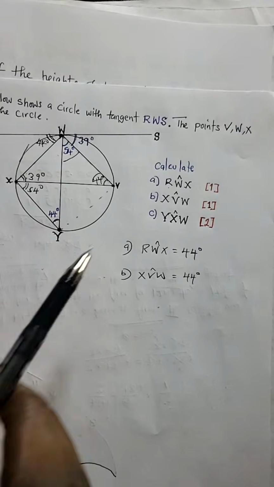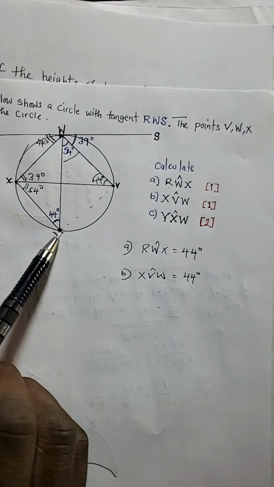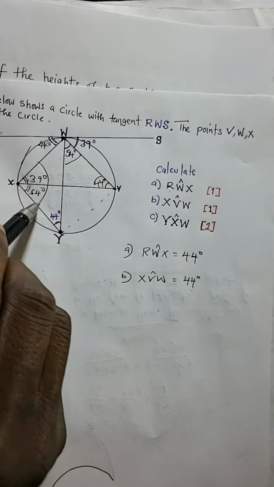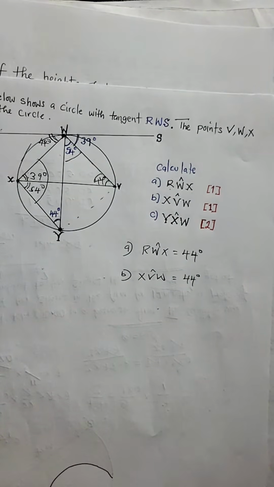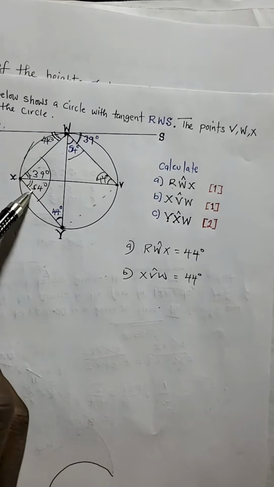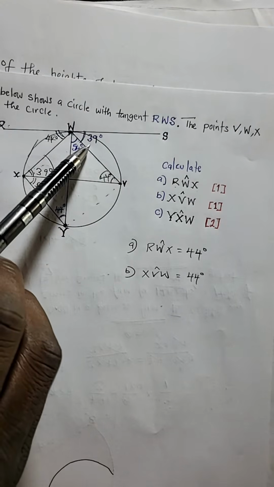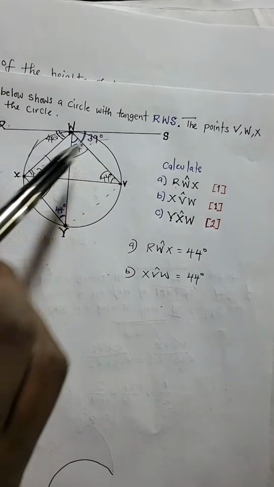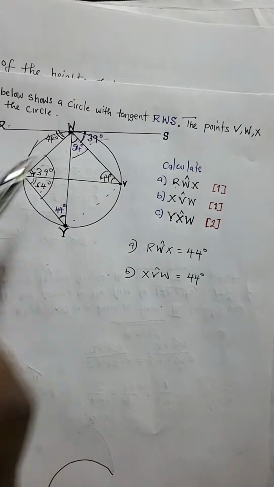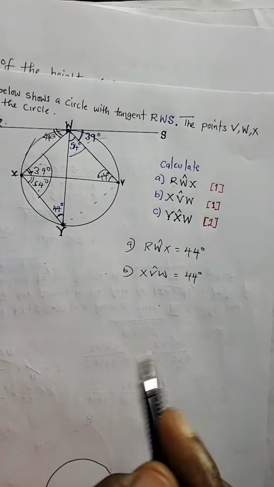What's the last question? The last question is saying YXW. Where is Y? YXW, this angle up to this point. You see, we didn't have any angle here. This 39 is coming because of this 39. This 39 external angle here, opposite external angle, is equal to this interior angle. Then this one is coming from this 54 here. All right, angles in the same segment are equal.